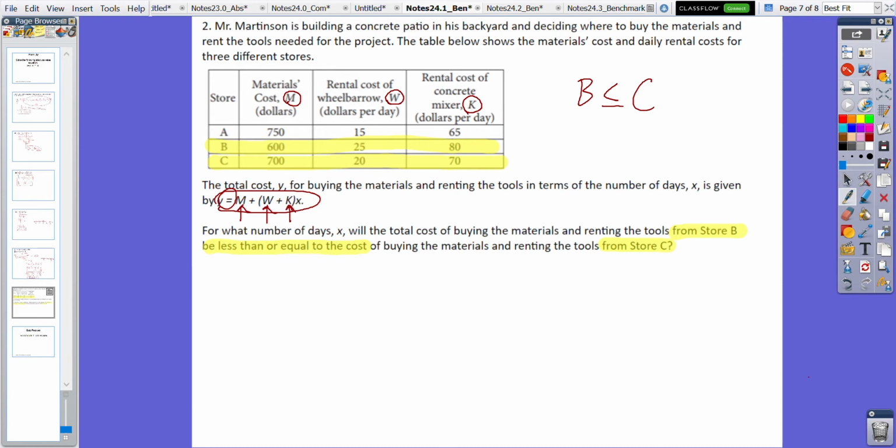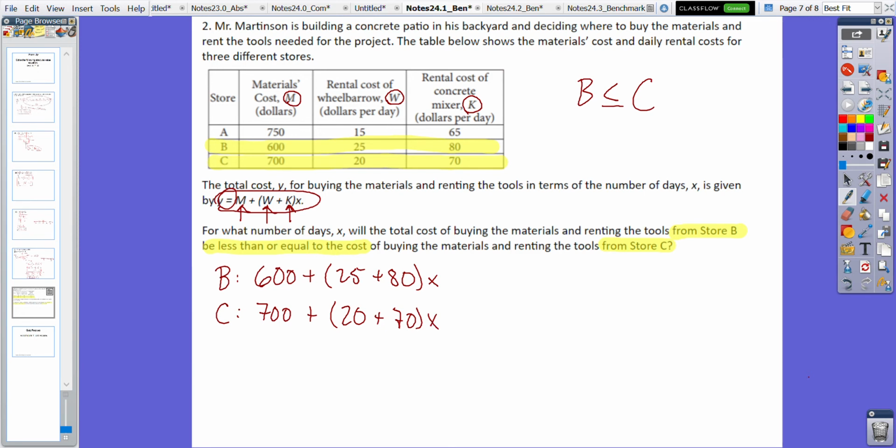So I'm going to create 2 formulas based on store B and store C. For store B, the material cost is $600 plus the 2 rental fees, which is $25 a day for the wheelbarrow and $80 a day for the concrete mixer. I'm going to do the same thing for C. The material cost for C is $700, a little bit more expensive for material, but take a look at their rental costs. It costs less to rent a wheelbarrow for $20, and it also costs less to rent the concrete mixer.